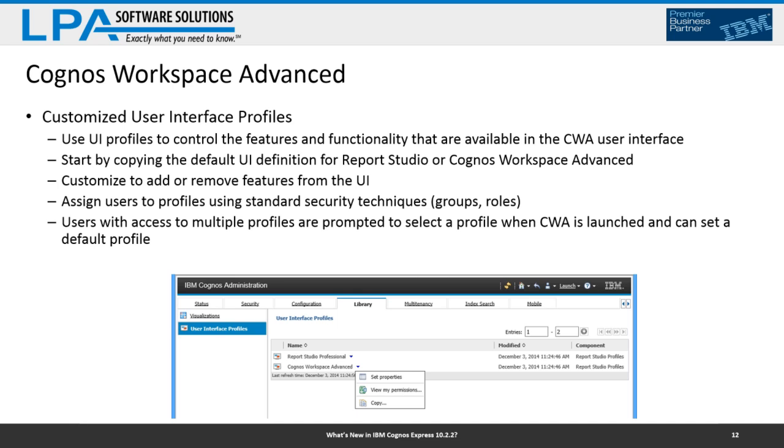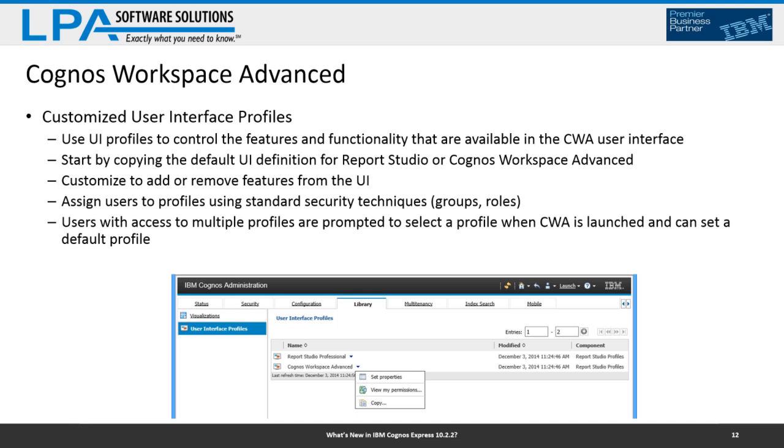And out of the box, they come with certain features and functions. Workspace Advanced is by and large thought of as the ad hoc query tool, which tends to be more business user oriented. Report Studio is the pixel perfect professional authoring studio, which tends to be more IT oriented. Now, I say tends to be, but there are absolutely end user, business user experts in Report Studio, and there are absolutely IT users of CWA.